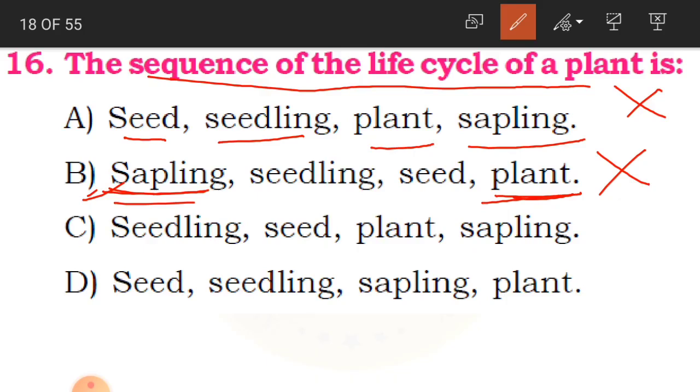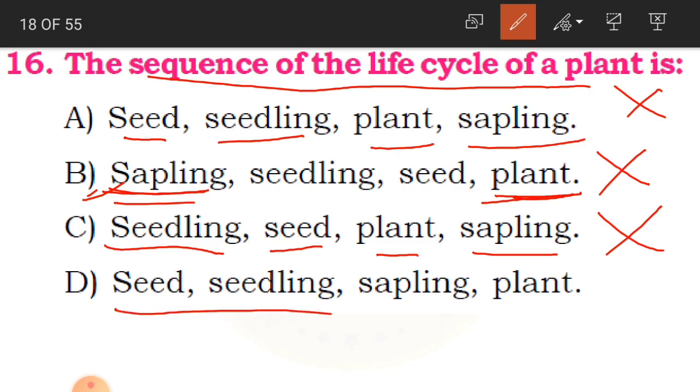And now the C option is first seedling, then seed, then plant, then sapling. No, at the last we have to get the plant and it has to start from the seed. A small seed will become the plant. So this is also the wrong answer. Now the correct answer is the last option, children, D option.